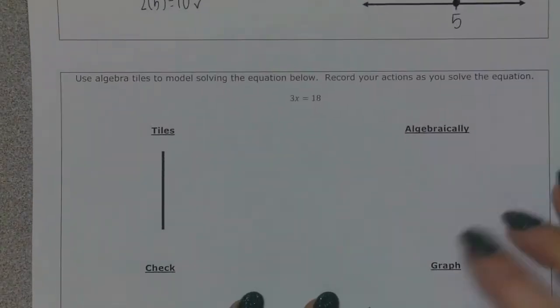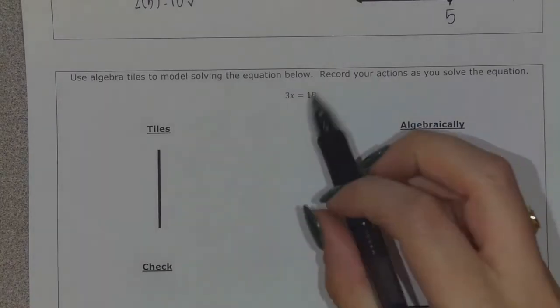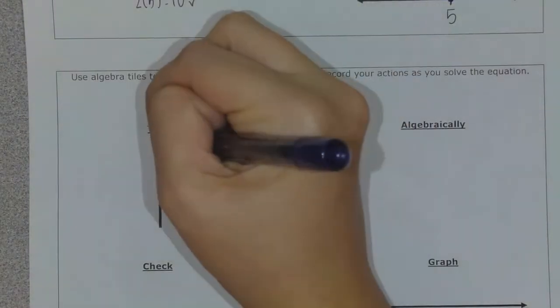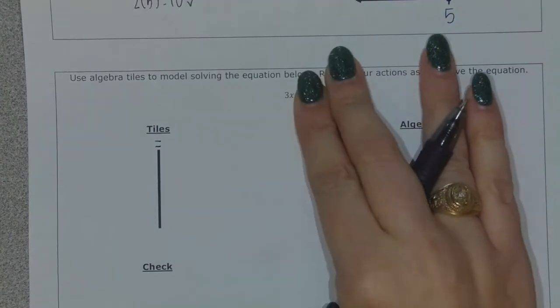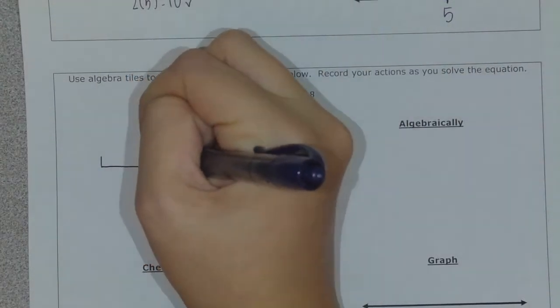Moving on to our next one. It just says use algebra tiles to solve, record our actions as we solve. So the problem is 3x equals 18. Remember, I'm going to start with what is on the left side, which is 3x. I'm going to draw my 3x tiles horizontally.